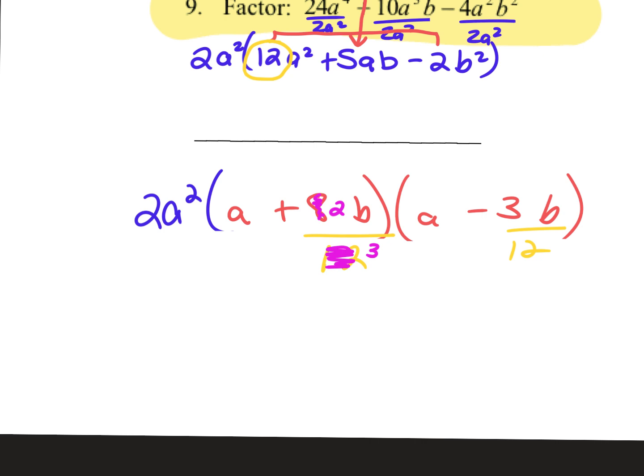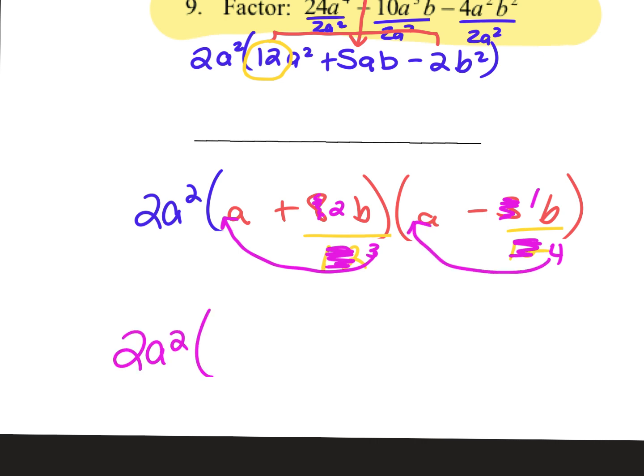What number goes into both 3 and 12? 3. So this becomes a 1, and this becomes a what? 4. Our denominators become coefficients. So your answer is 2a squared times, what's my first parenthesis? 3a plus 2b. What's my second parenthesis?